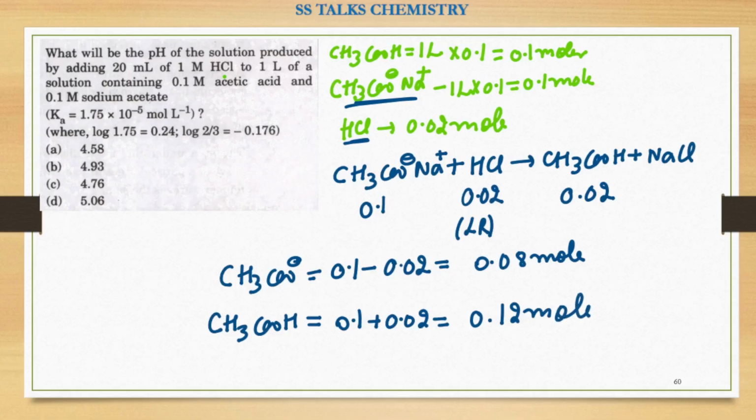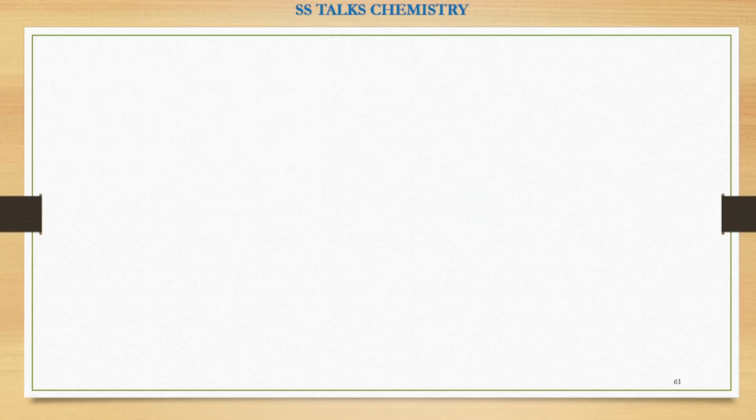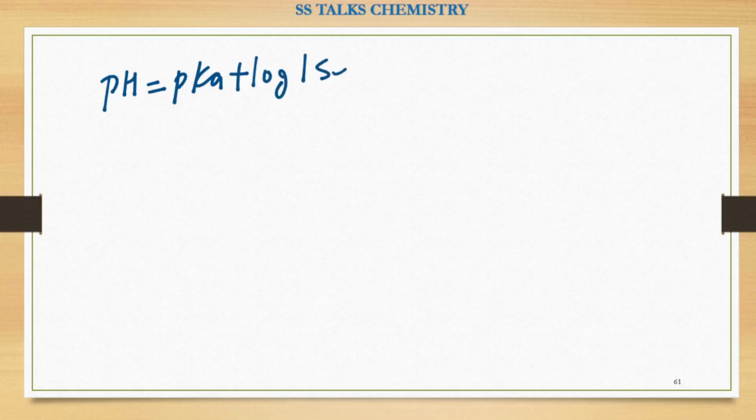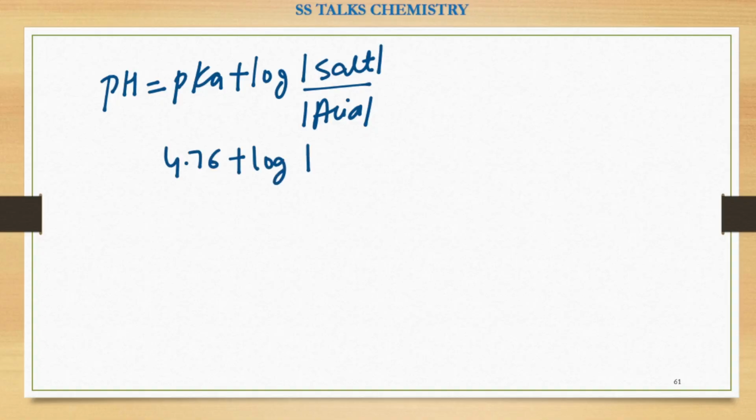That means the solution is still an acidic buffer only, just the concentration of the salt and the acid has changed now. Okay, so now we can find the pH. For the acidic buffer we know pH is equal to the pKa plus the log of salt upon the acid concentration. So the pKa value we have as 4.76 plus the log of salt concentration, 0.08, and acid, 0.12. So this is going to be 2 by 3.